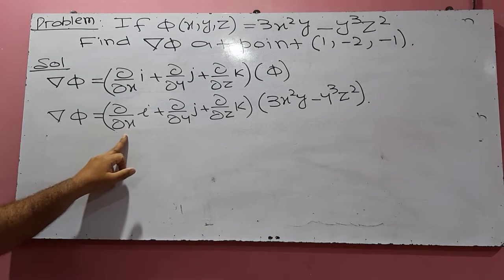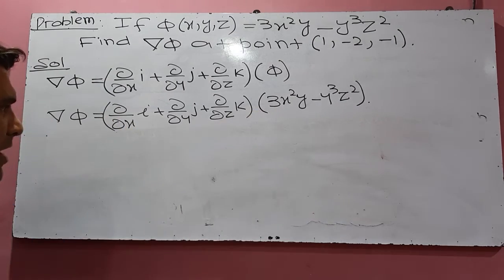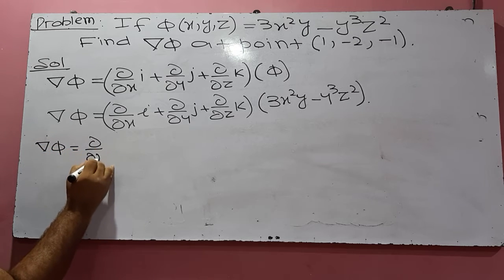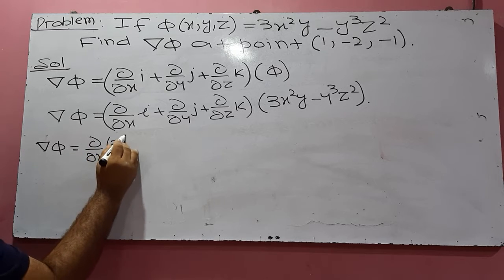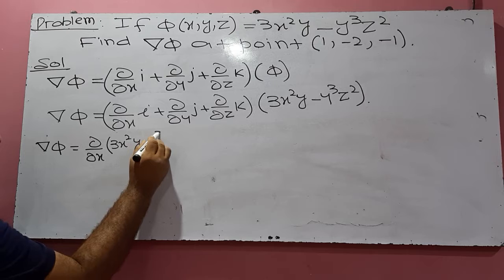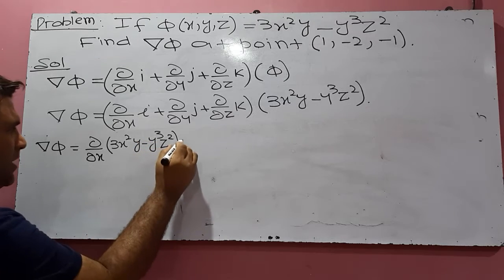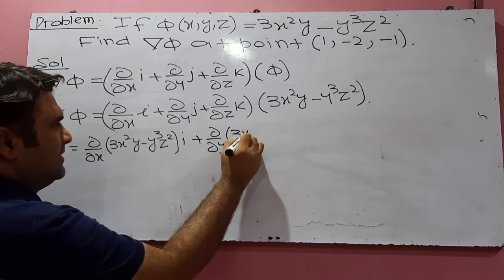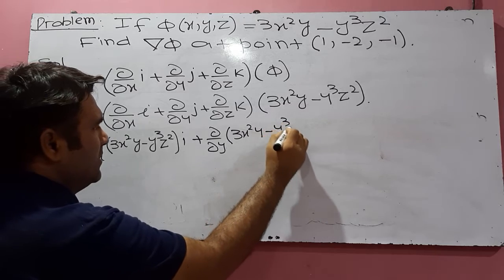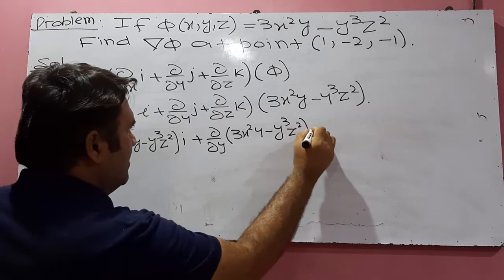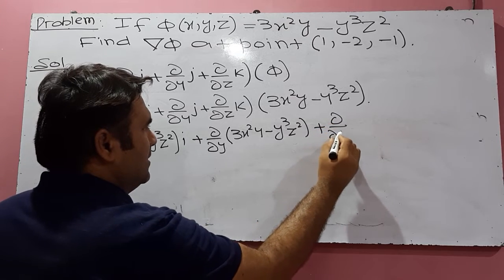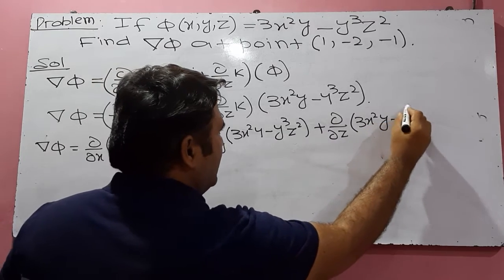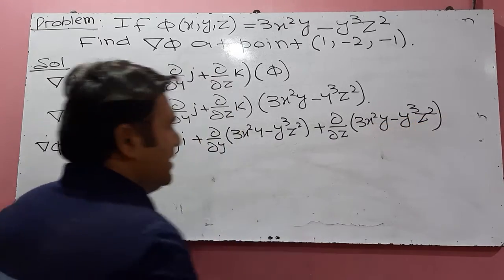Now the d over dx i will be multiplied by 3x squared y. So del into phi is equal to d over dx into (3x squared y minus y cubed z squared) i plus d over dy (3x squared y minus y cubed z squared) j plus d over dz (3x squared y minus y cubed z squared) k.